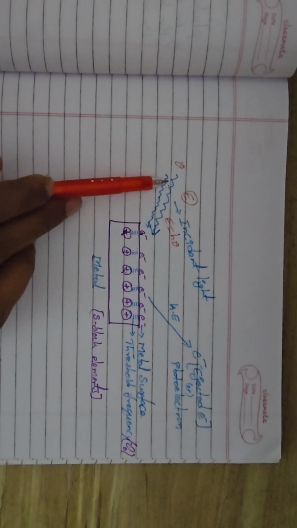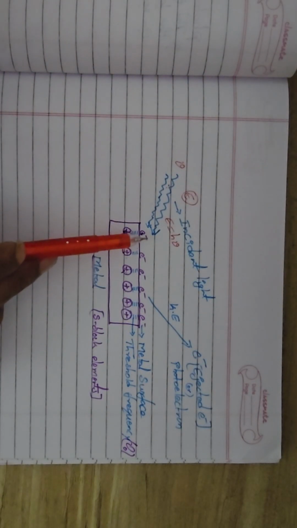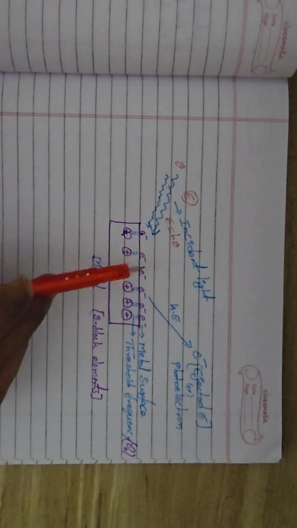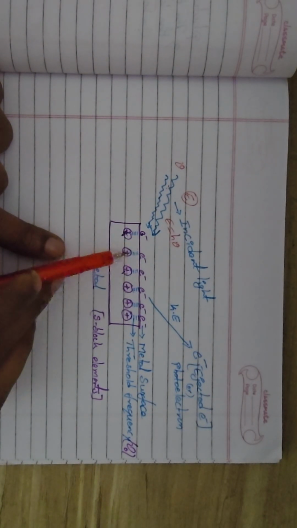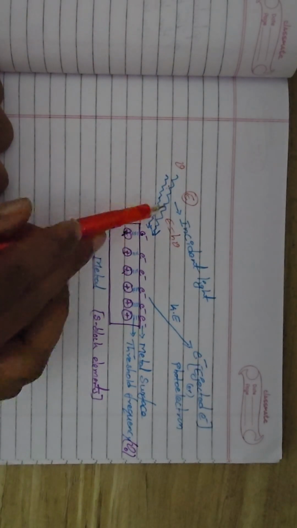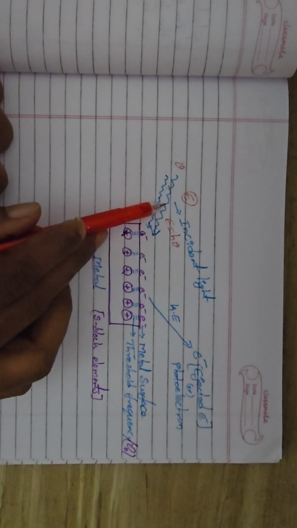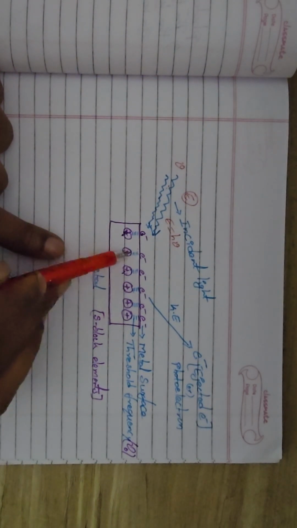That light energy is utilized in two ways. One way: the incident light breaks the interaction between nucleus and valence electron. Between nucleus and valence electron, interactions are present, because the nucleus has positive charge and the electron has negative charge. Some amount of the incident light energy is used to break this interaction.